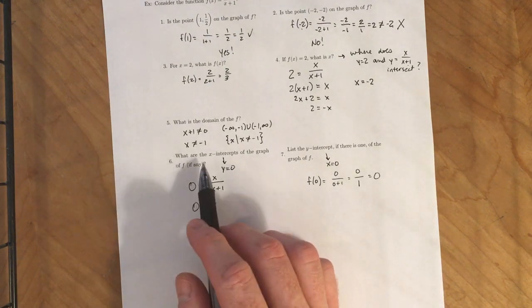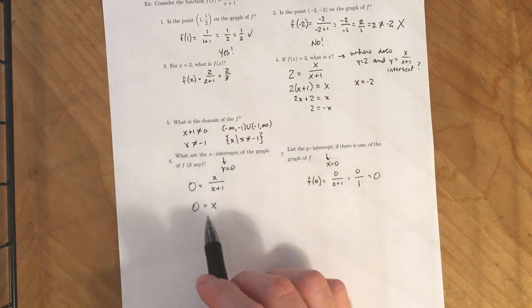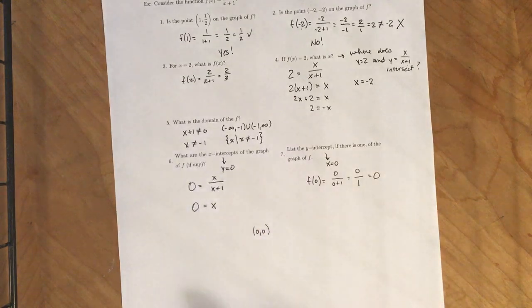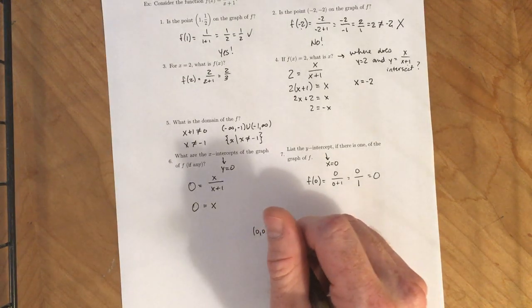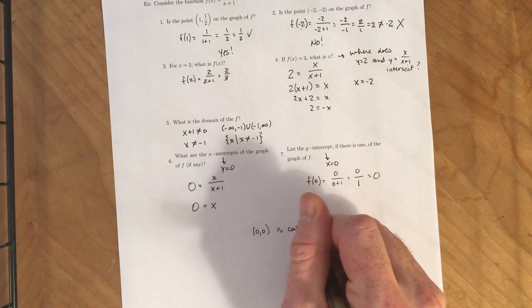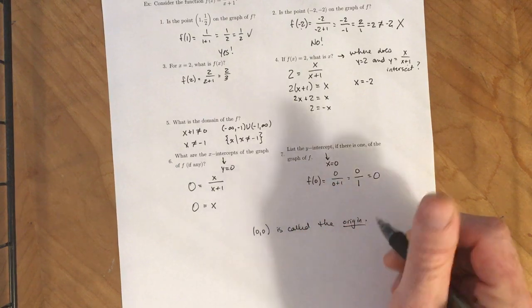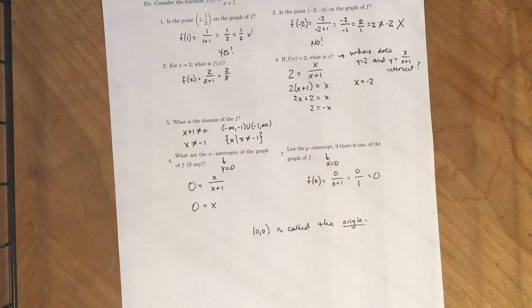Now, the x-intercept and the y-intercept are actually exactly the same. It is this point (0, 0), which we call the origin. Right? In case I let that word slip, the origin is just the point (0, 0).